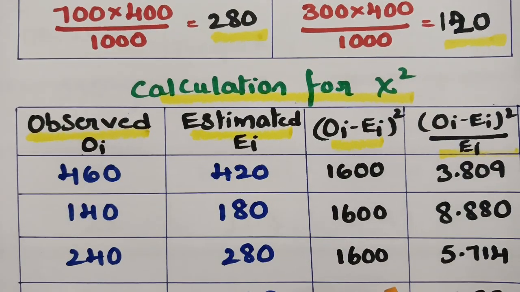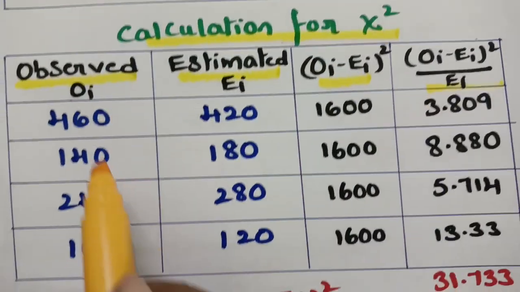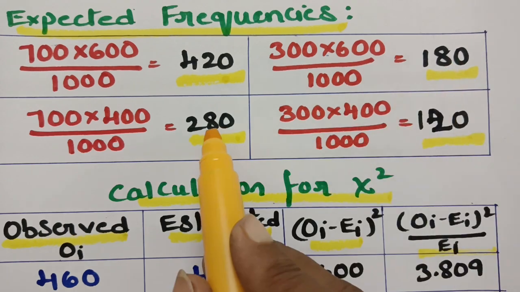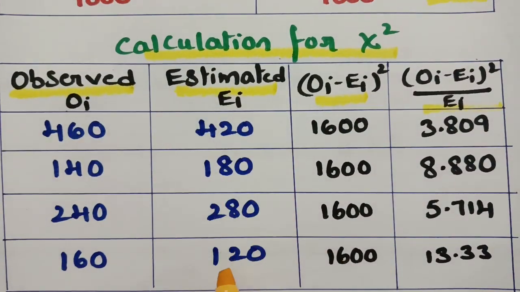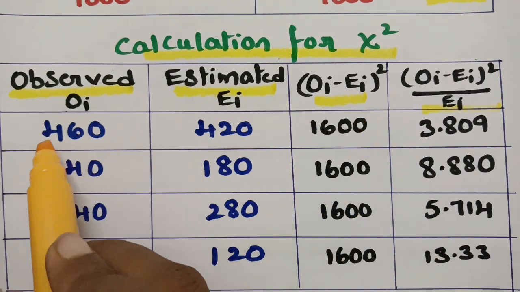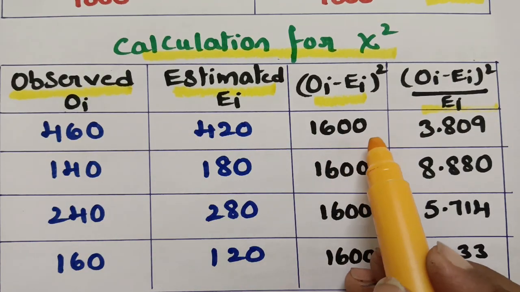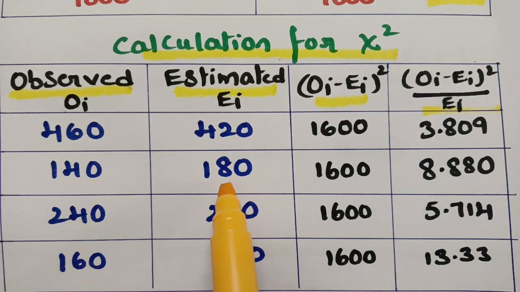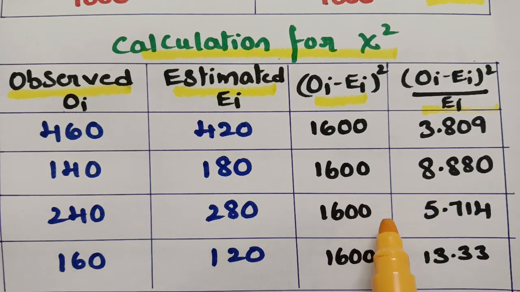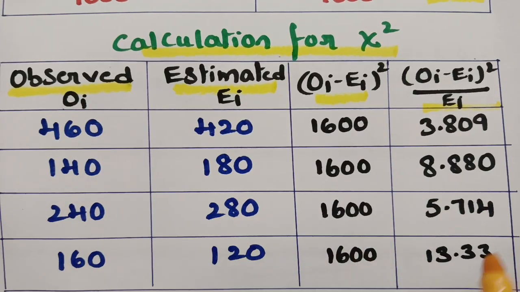divided by Ei. So here 460, 140, 240, 160 should be placed in the first column, and the expected values 420, 180, 280 and 120 are placed in the second column. Now we have to make a subtraction and make a square out of it. That is 460 minus 420 whole square, that is 1600, and 140 minus 180 whole square is 1600, and 240 minus 280 whole square is 1600, and 160 minus 140 whole square is 1600.